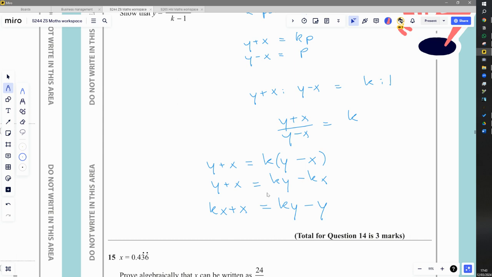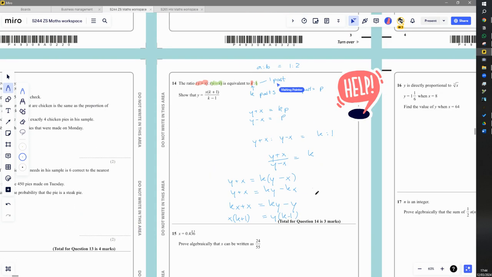Okay, cool. Now what I'm going to do is take a factor of x on the left and take a factor of y on the right. So on the left I have x times (k plus 1), and on the right I have y times (k minus 1). Now it's starting to look a lot more like what we're trying to get to, isn't it?